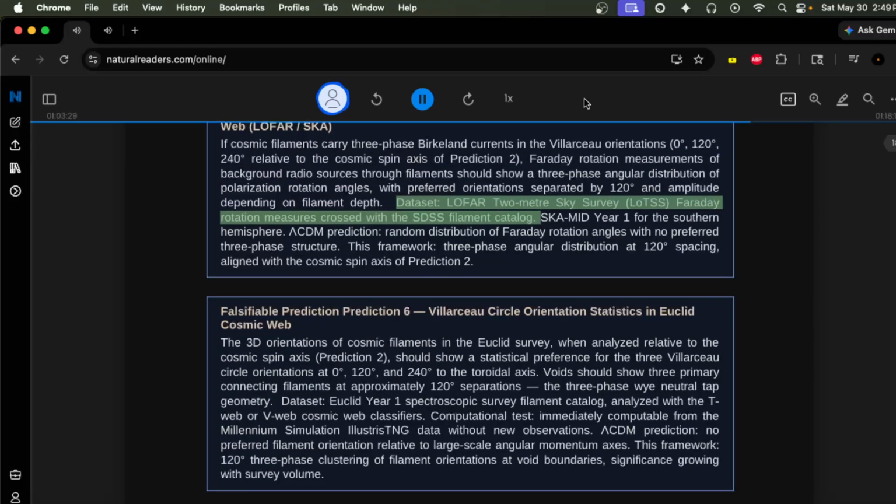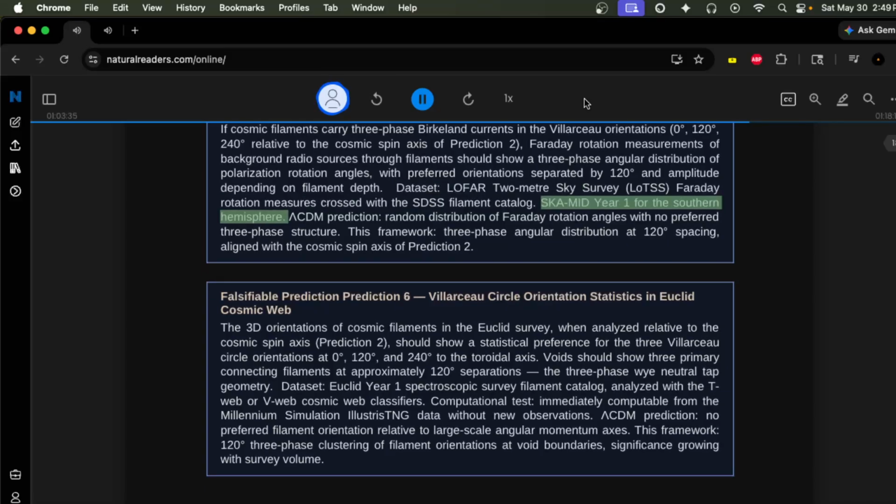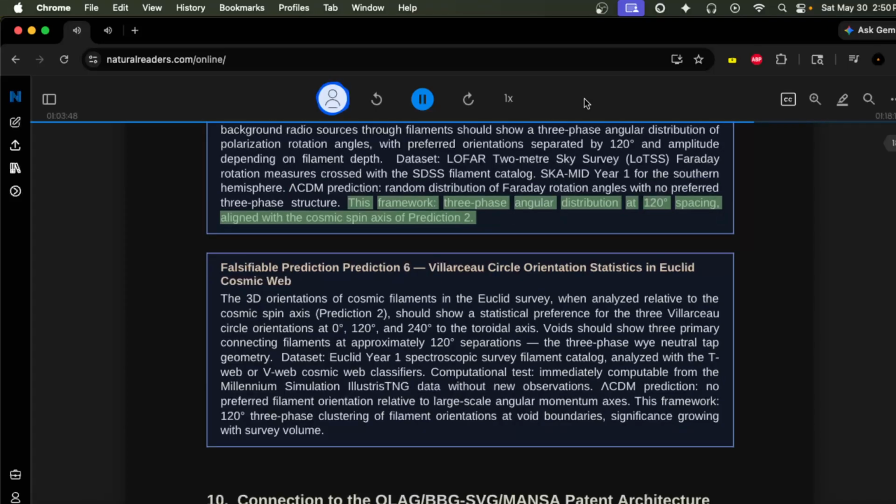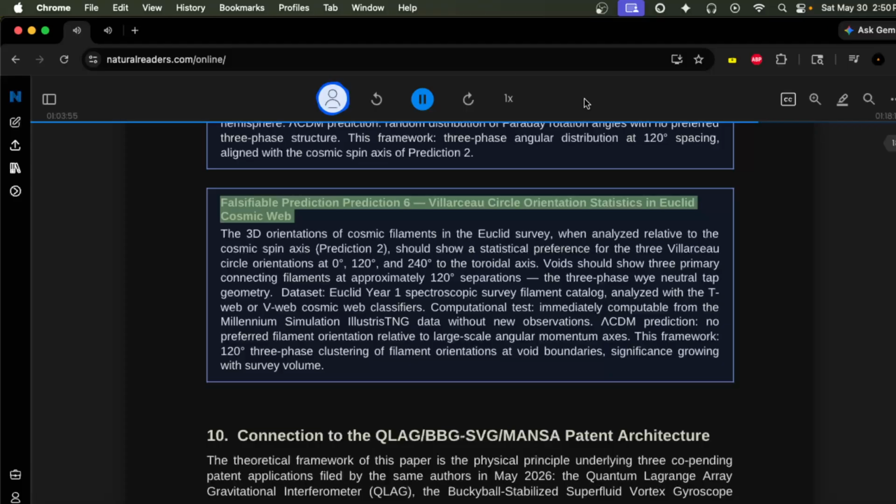Dataset: LOFAR 2-meter sky survey Faraday rotation measures crossed with the SDSS filament catalog. SKA mid-year 1 for the Southern Hemisphere. Lambda CDM prediction: random distribution of Faraday rotation angles with no preferred three-phase structure. This framework: three-phase angular distribution at 120 degrees spacing, aligned with the cosmic spin axis of prediction 2.